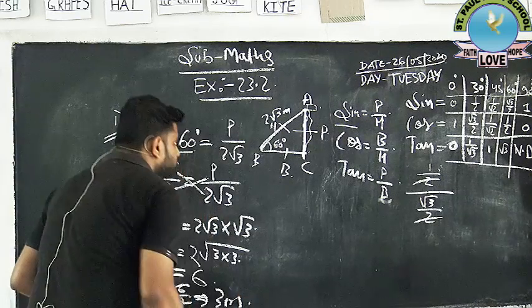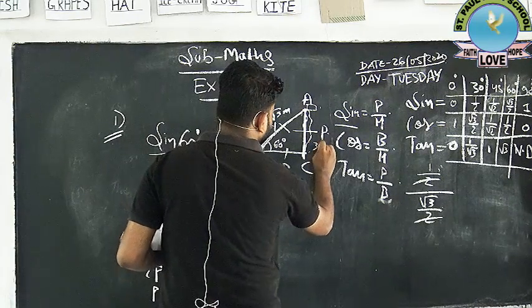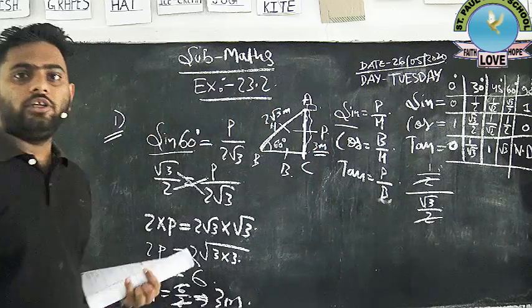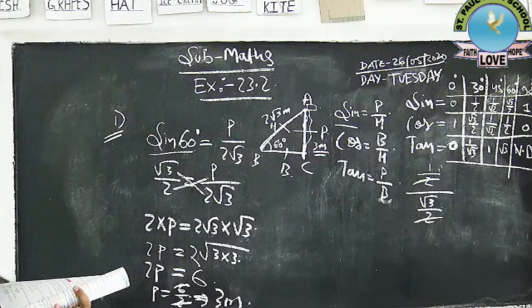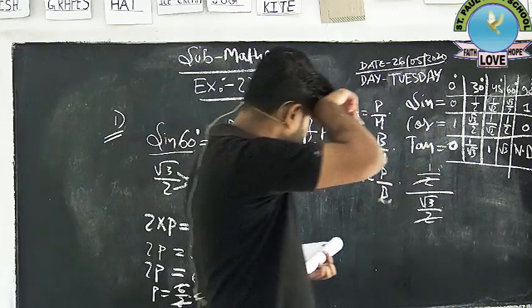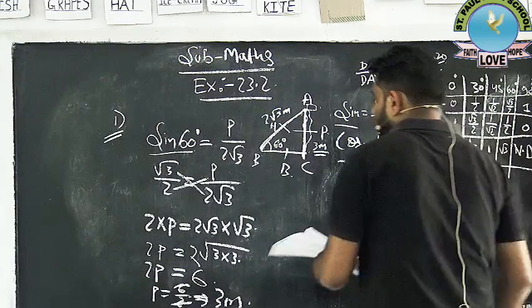The answer is 3 meter. So the p is what? 3 meter. So your answer is 3 meter. Okay. Out of this, we will be doing question number 2.